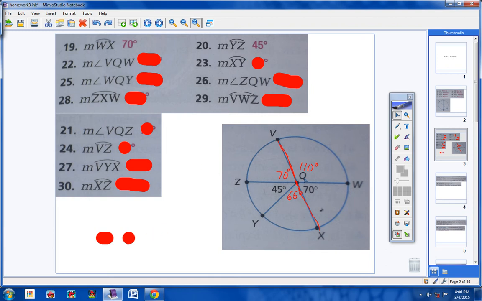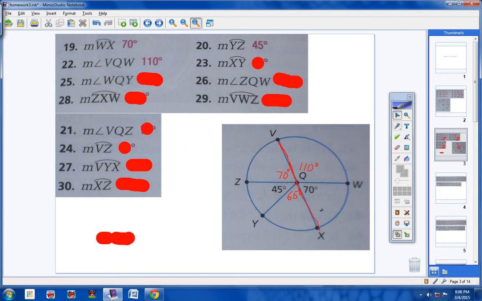Alright, number 22, V, Q, W. So V to Q to W. This is not an arc, this is an angle. So V to Q to W, 110 degrees. Alright, and that's why I thought it'd be helpful to go through first, students, and just find all the angles quickly and then do the problems, okay?